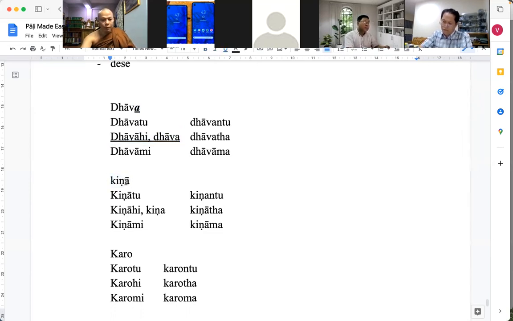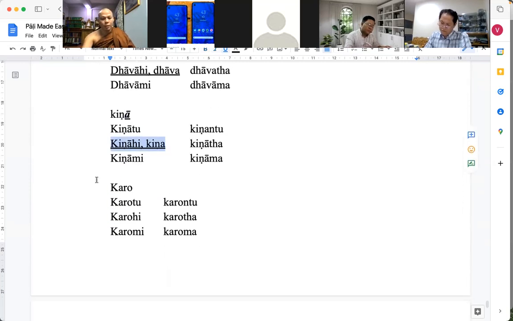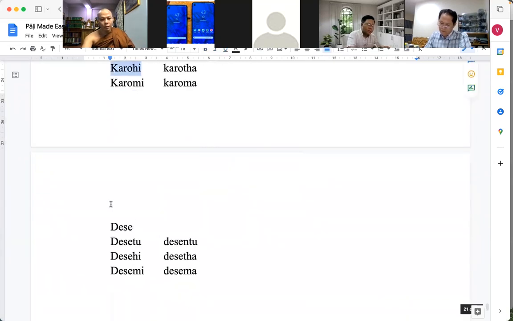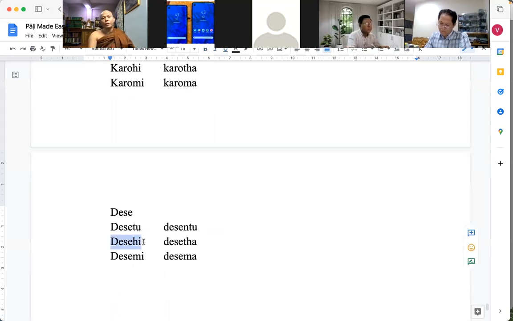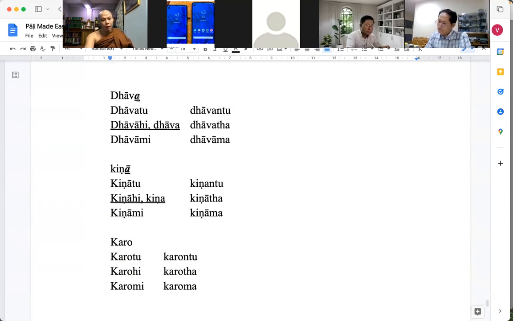Here the base ending in O: in the second person singular we have only one form, but the rest are the same. Karo also only karo hi, and this is also only karo ma. So in this way, the same form. So that is how to form the imperative verb in Pali. Only in the second person singular for the A ending and the I ending do we have the two forms.